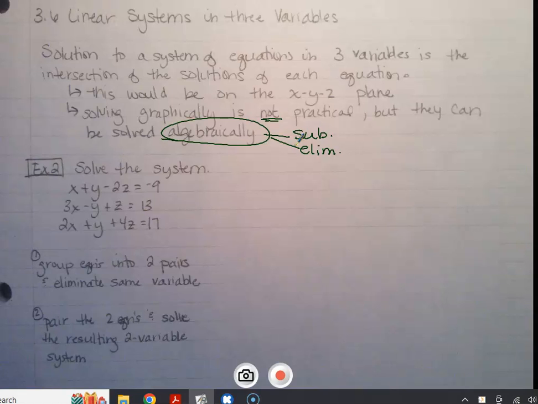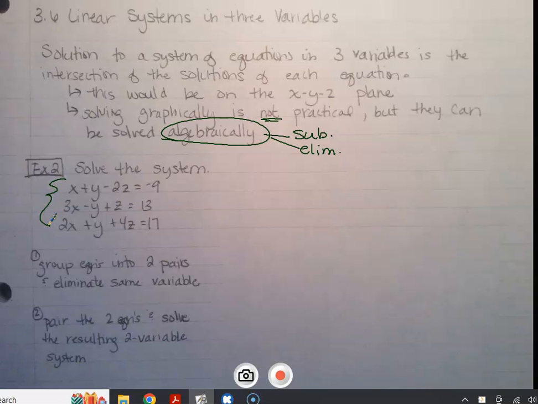So in example 2, we're going to solve the system. Okay, so we've got these 3 equations. Since we have 3 variables, we should have 3 equations in order to solve them. The first step is to group the equations into 2 pairs and eliminate some variable. Doesn't matter how you do it. Second, we pair 2 equations and solve the resulting 2 variable system. And the third step is to find the third variable by substituting the 2 known variables into one of the originals.